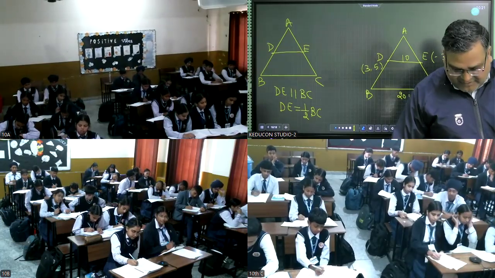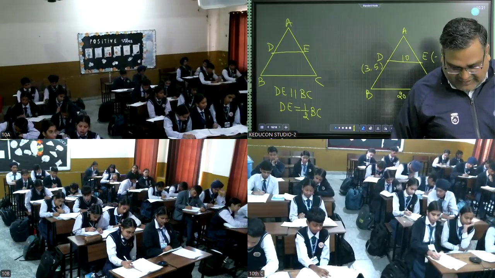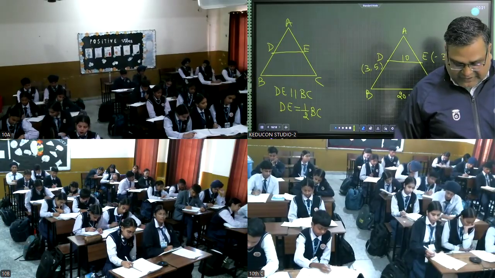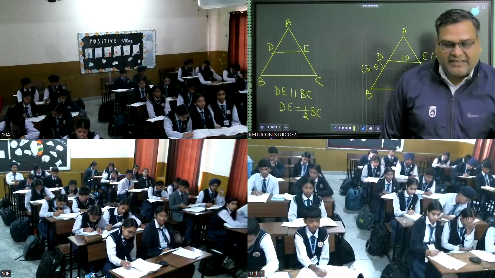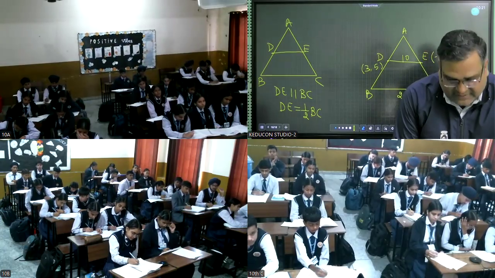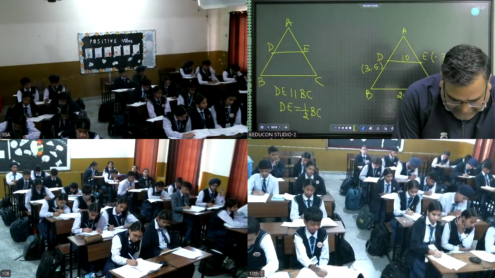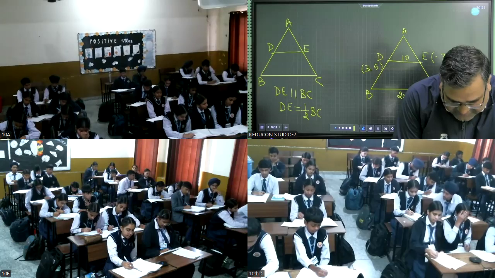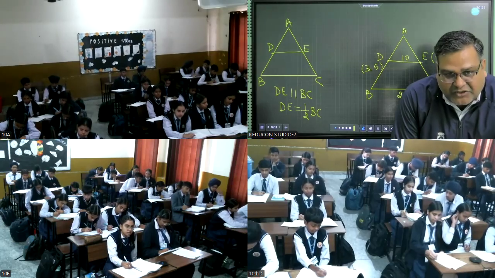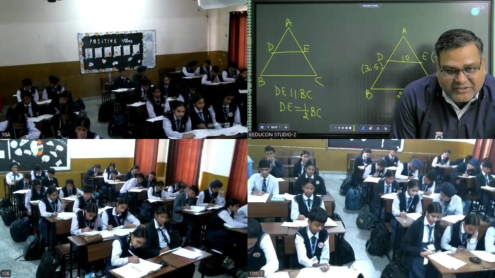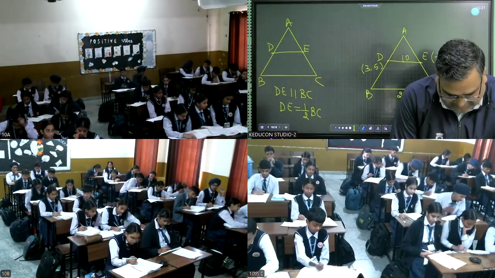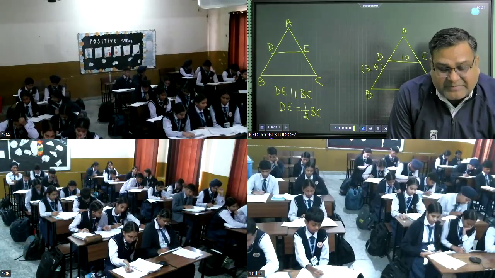Yes. Now statement 2. The line segment joining the midpoint of two sides of a triangle is parallel to the third side. Is it clear? Yes. So is it the right explanation? Is it the right explanation or not? Yes. Tell me how it is the right explanation. Is it the right explanation?